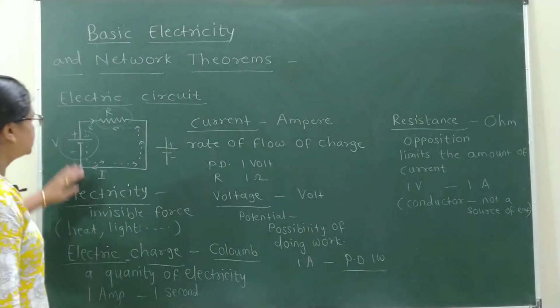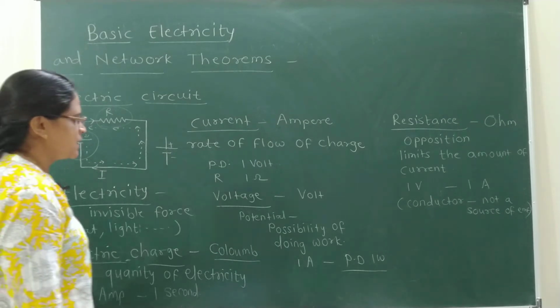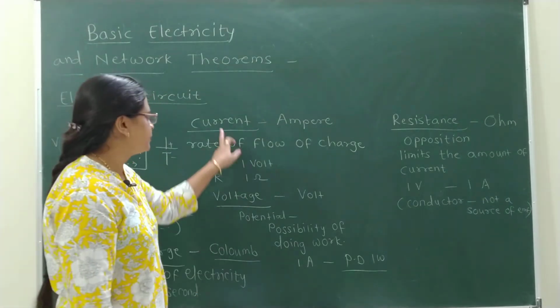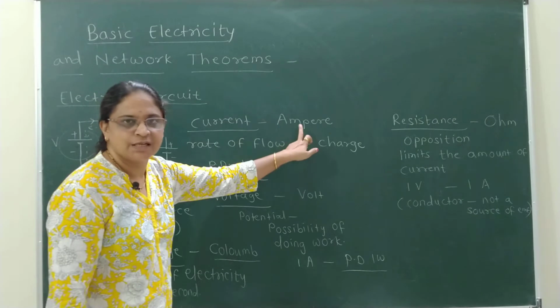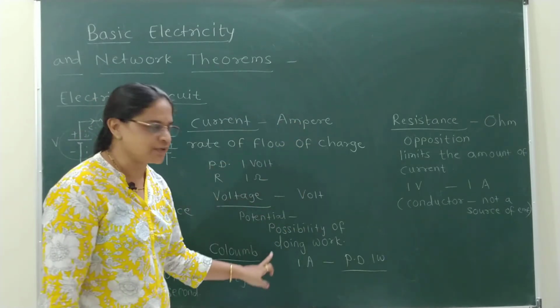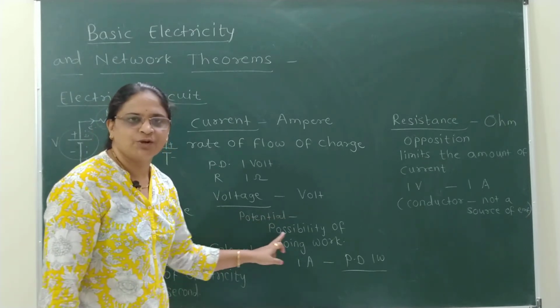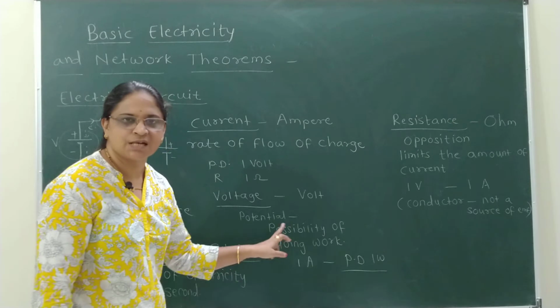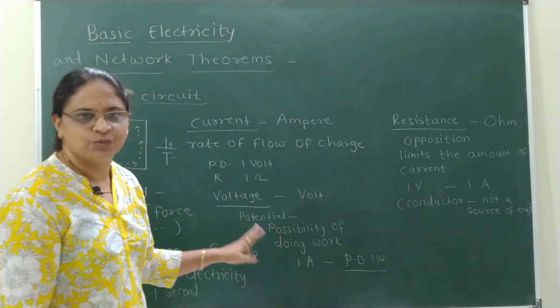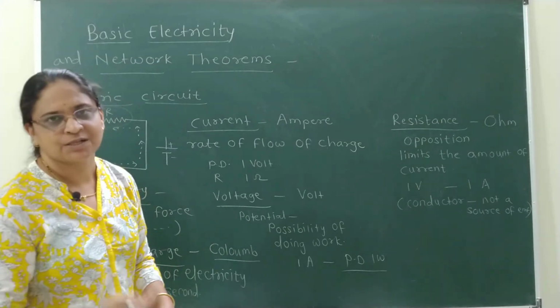So this was about what is an electric circuit, what is electricity, what is electric charge where its unit is coulomb, what is current, its unit is ampere, and voltage, which is the potential difference or the potential that shows the possibility of doing work. Any charge has the potential to do work, meaning to move another charge either by attraction or repulsion.